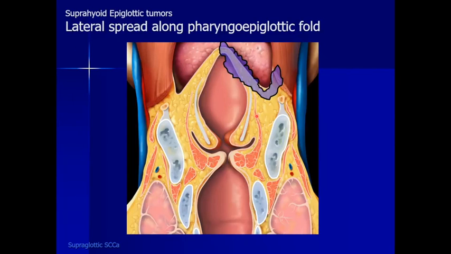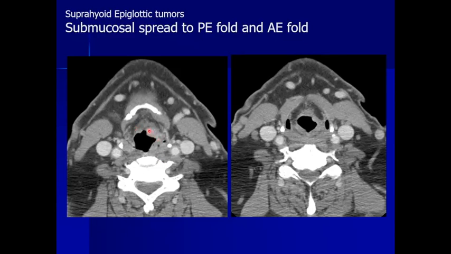Okay, back to the suprahyoid epiglottic tumors. They can also extend laterally along the pharyngoepiglottic fold and make their way along the lateral pharyngeal wall. So here's an example of tumor in the epiglottis. You can see it's made its way onto the AE fold.